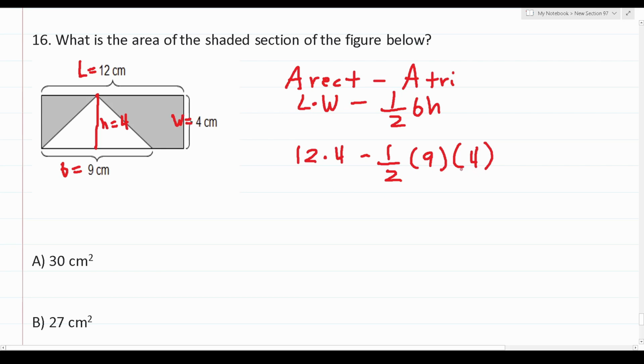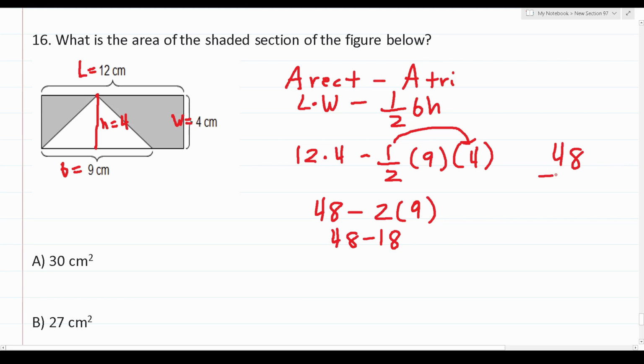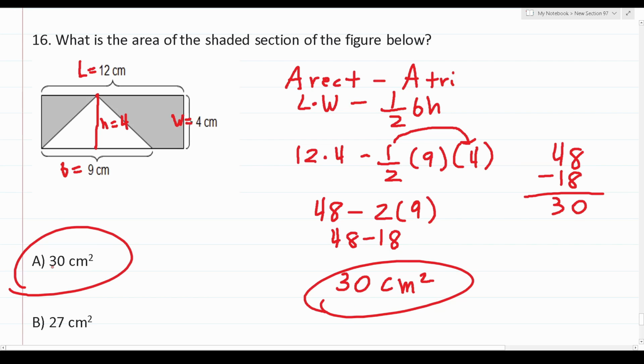All right, so let's go ahead and work this out. 12 times 4 is going to be 48. And let's make this math a little bit easier. Let's do 1/2 times 4. 1/2 times 4 is 2. So this is 2 times 9. 2 times 9 is 18. So this is 48 minus 18. And if you can't do that in your head, you can always work it off to the side. We have 48 minus 18. 8 minus 8 is 0. 4 minus 1 is 3. So the area of the shaded section is going to be 30 centimeters squared, which we should see is answer choice A in this case.